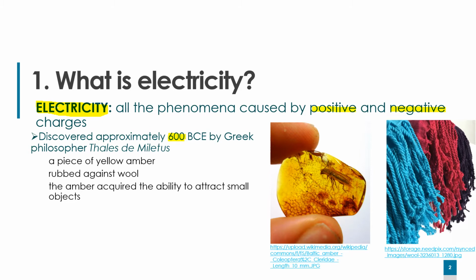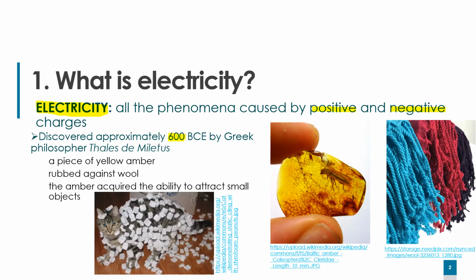Okay, so I didn't have a picture about the amber attracting, but here, just to illustrate, the wool is like the hair of the cat, and the amber is all this material. So when they are rubbed, they attract, okay? So they create some electricity that attracts each other. So it was discovered by Thales of Miletus a long time ago.